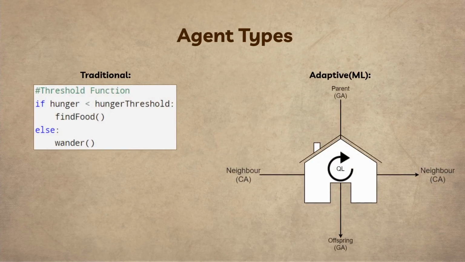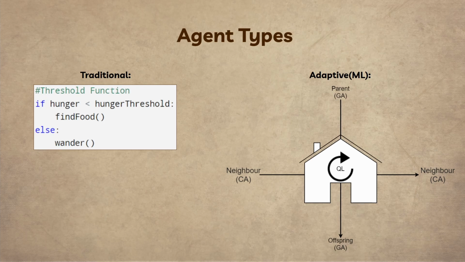Our agents represent ancient Egyptian households and are composed as follows. The traditional agents are composed by chaining together rules or threshold functions in code, whereas our adaptive agents are composed of 3 machine learning techniques. Q-learning, to determine whether an agent should farm, forage, or migrate, a genetic algorithm which passes along beliefs and behaviors from a parent agent to an offspring agent.